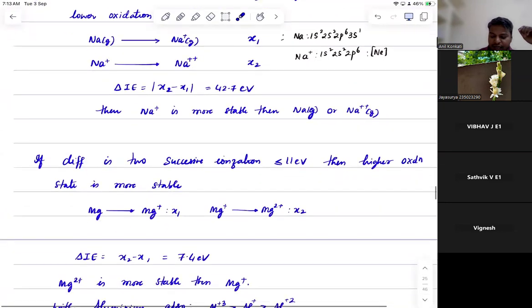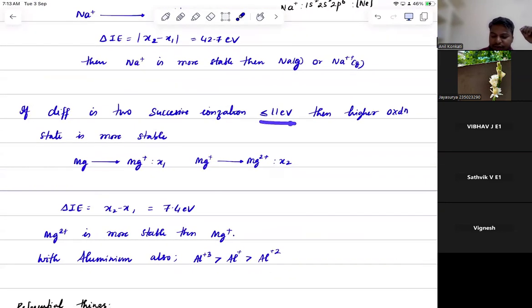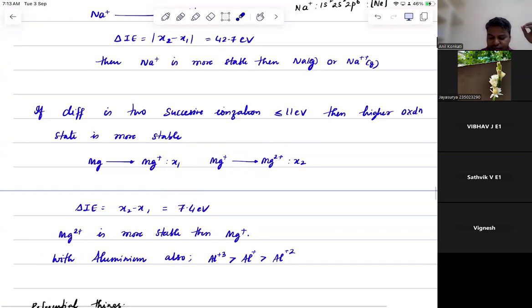Okay. And if the successive energy between the two ionizations is less than or equal to 11 electron volts, in that case, the second oxidation state is more stable. Magnesium releasing one electron here, becoming Mg plus, and Mg plus becoming Mg2 plus. The difference in energy is only 7.4. Thus, we can say the second oxidation state is more stable compared to that of the first oxidation state.